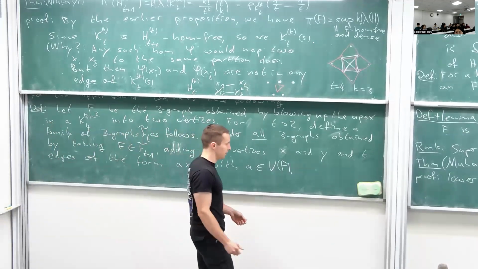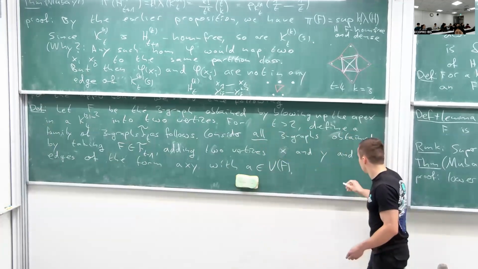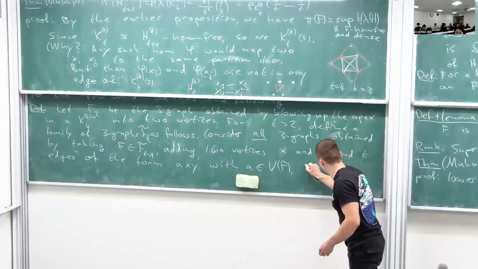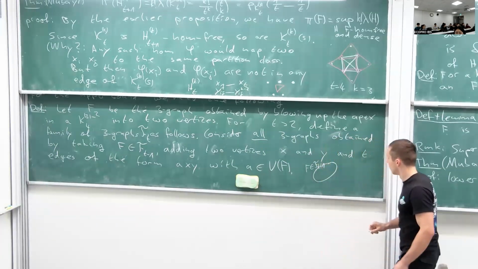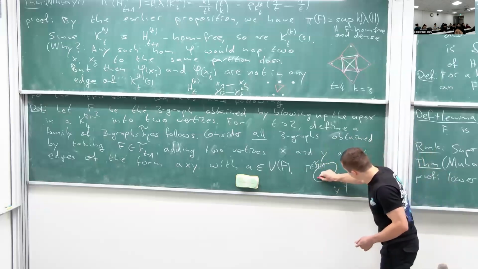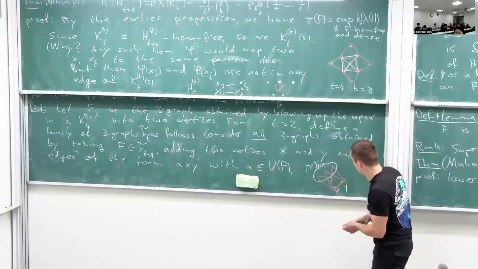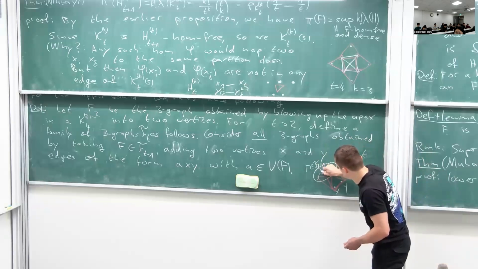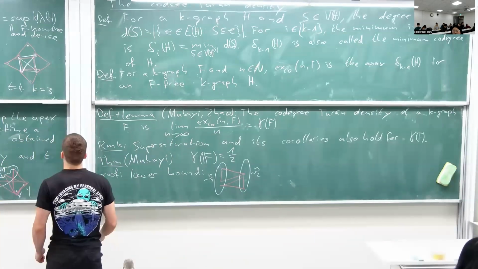So we can think of it as we have here our F in the previous family. And then we take x and y, and t vertices here. Okay.